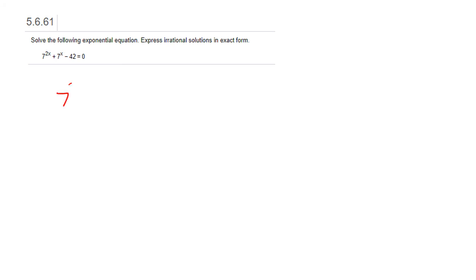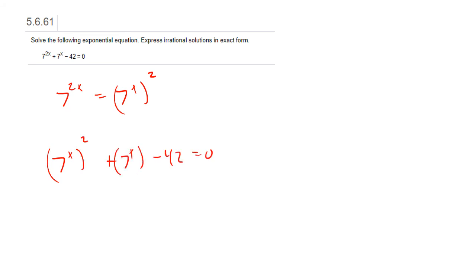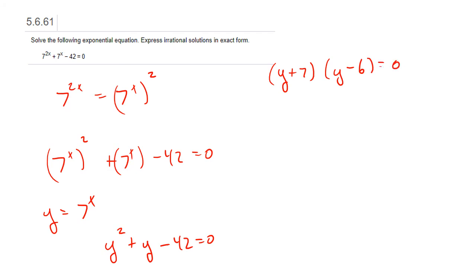This is a pretty silly little problem. It just relies on noticing that 7 to the 2x is the same thing as 7 to the x squared. So what we really have is 7 to the x squared plus 7 to the x minus 42 is equal to 0. Let's just suppose that I replace all of my 7 to the x's with y's. Now I have y squared plus y minus 42 is equal to 0. That can be factored as y plus 7 times y minus 6 is equal to 0. In other words, y is negative 7 or y is equal to 6.